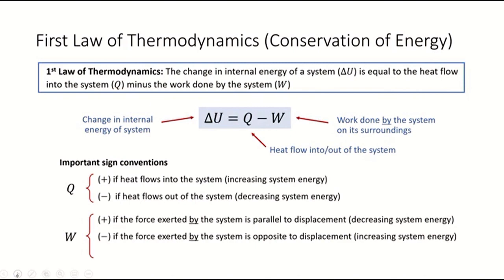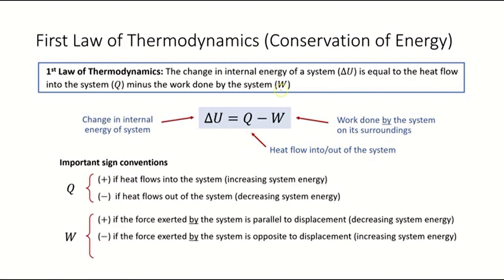Similar to Q, we can think about this work in terms of what happens to the internal energy of the system. When the work done by the system is positive, the system is putting out energy, so it's decreasing the internal energy of the system. Alternatively, when the work done by the system is negative, that corresponds to energy entering the system, so you get an increase in the internal energy, delta U.